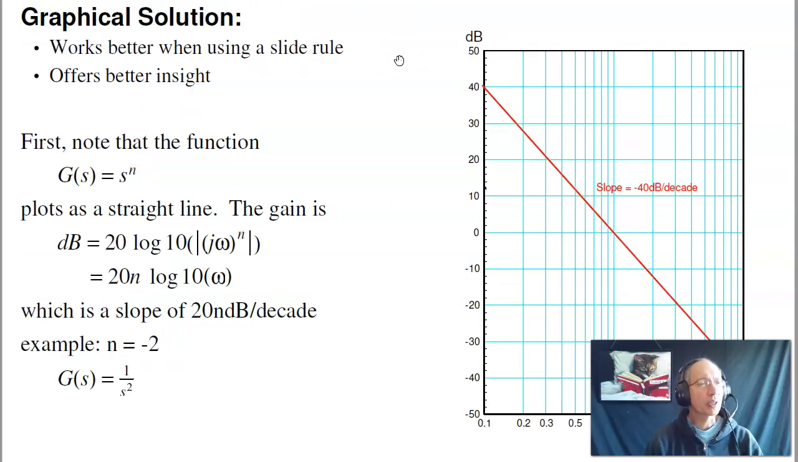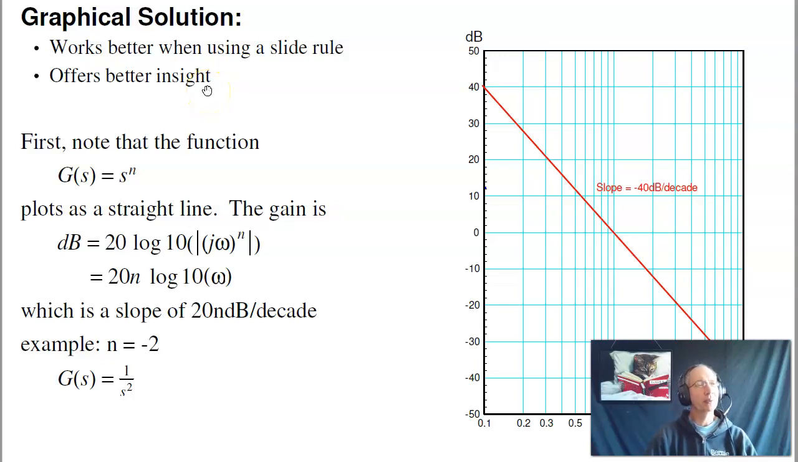That's the numerical solution. Graphical solution is the way we used to do it. Back in the days of slide rules, calculating complex numbers was really painful, so we didn't do it that way. Now with MATLAB, sure, you don't care. But we're going to cover the graphical solution because it offers better insight as to why the frequency response is as it is. And more importantly, if I want to add a compensator to change the frequency response, what do I have to do?